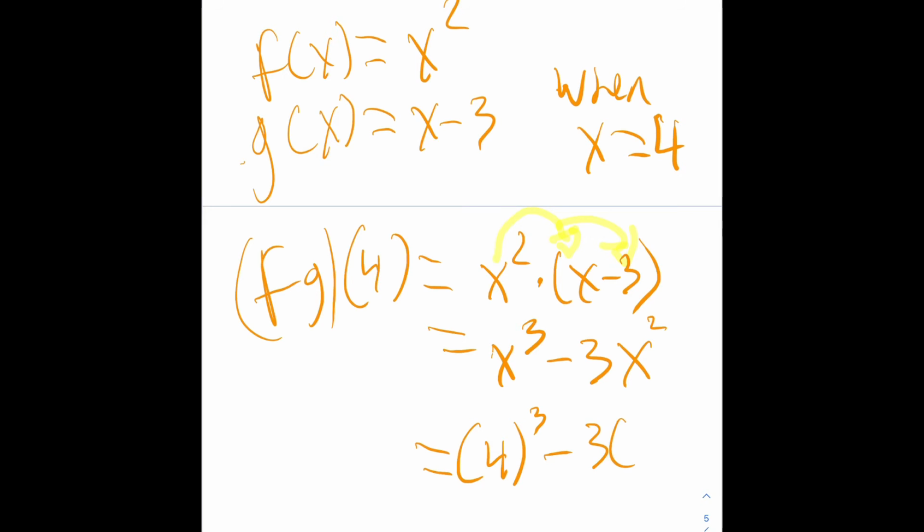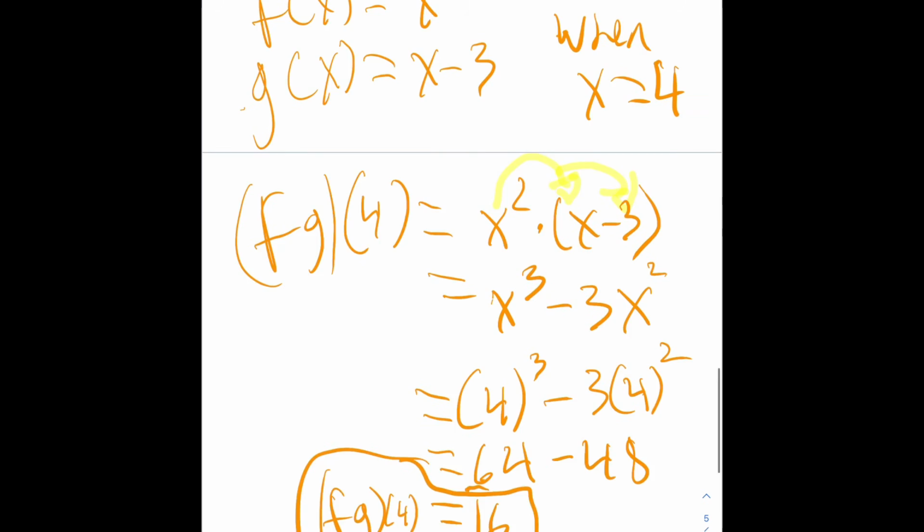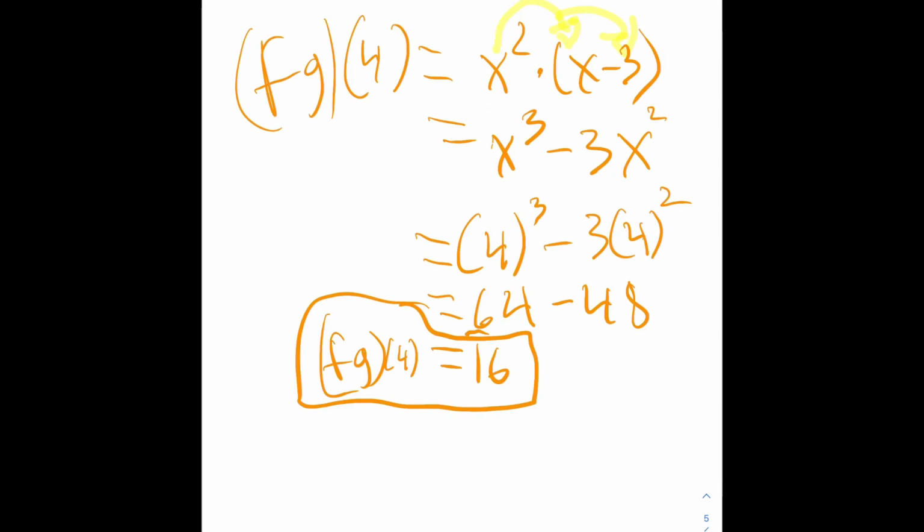4 to the third minus 3 times 4 squared. 4 times 4 times 4 is 64. 4 squared is 16. And 16 times 3 is 48. 64 minus 48 gives me 16. So f of g of 4 equals 16.